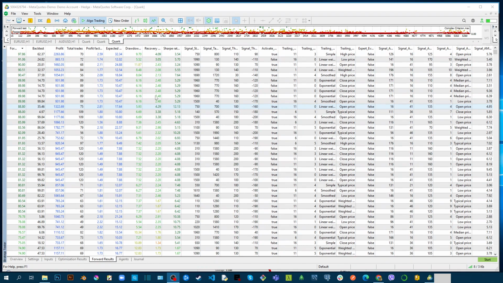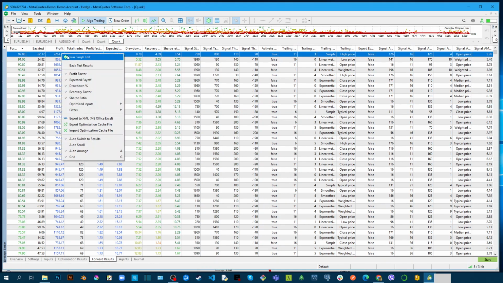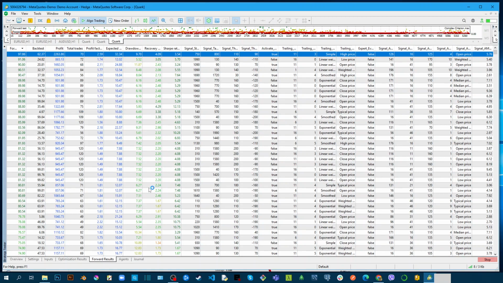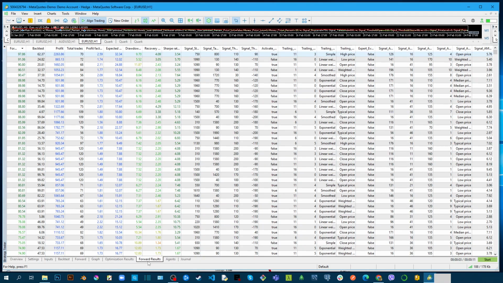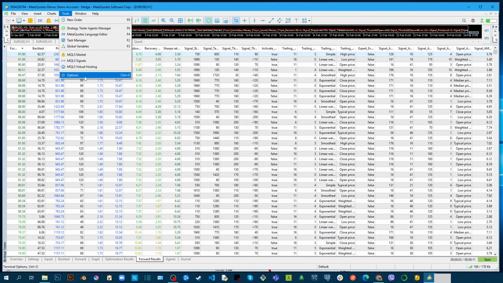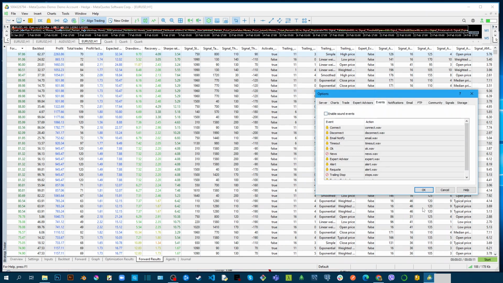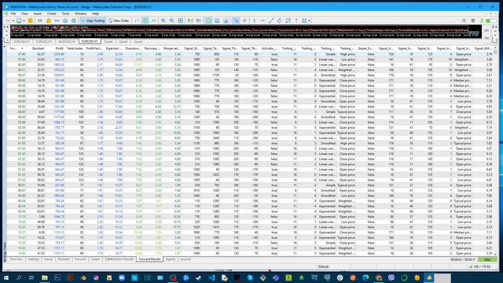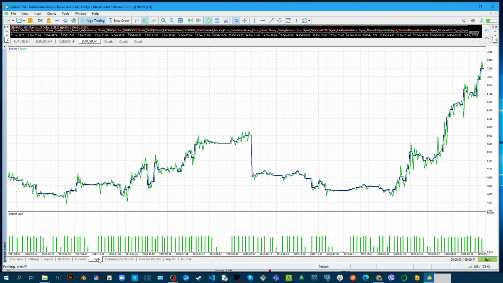I will show you, for example, these settings, how these settings work. So don't forget these are forward results. Sorry for this. I will disable this sound. Okay.